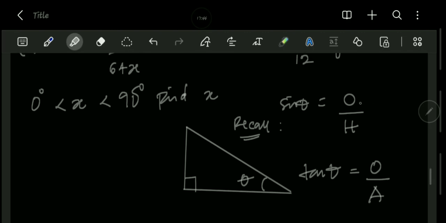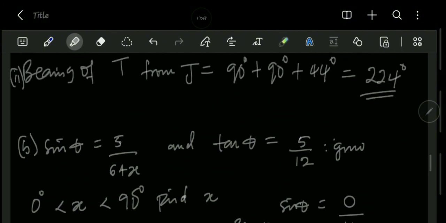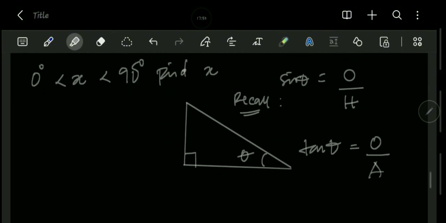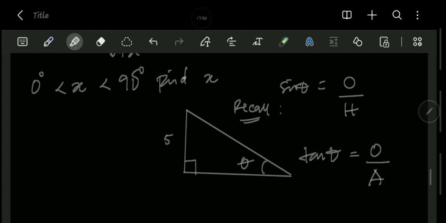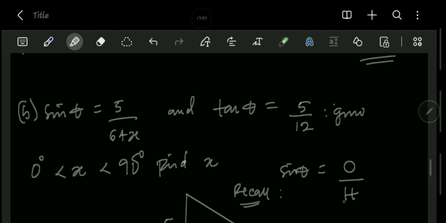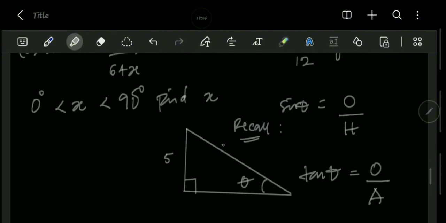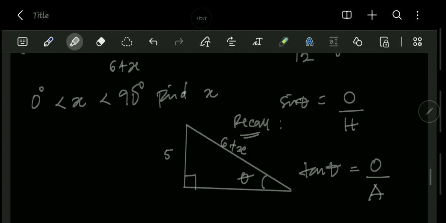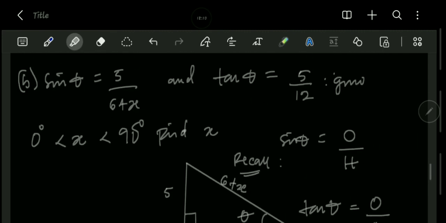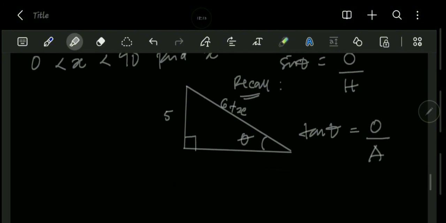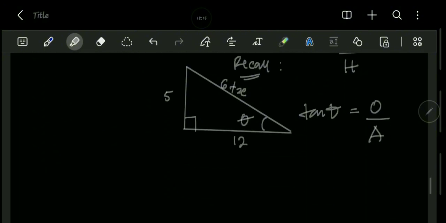So what do you notice? Both of them have O as the numerator, right? That means for this one, this is the opposite and this is also the opposite. So I'm going to place 5 on the opposite. Then for sine, the hypotenuse here is 6 plus x, so I'm going to place my 6 plus x on the hypotenuse. Then my adjacent is going to be for tan, and my tan here should be 12. So I'm going to place my 12 right here.